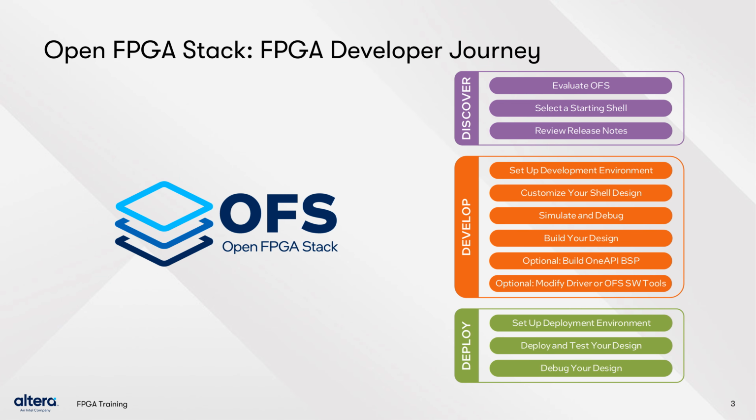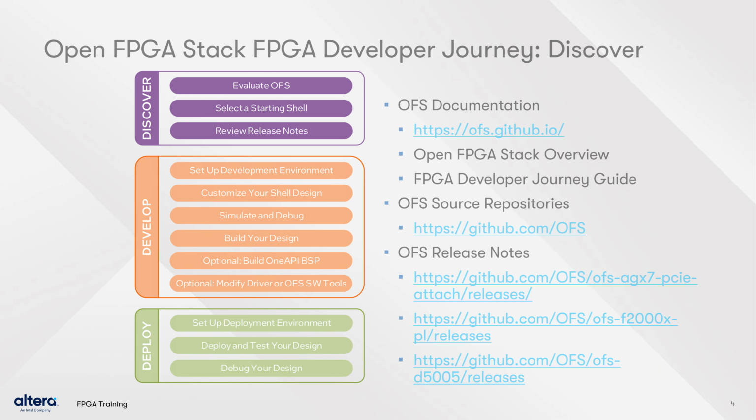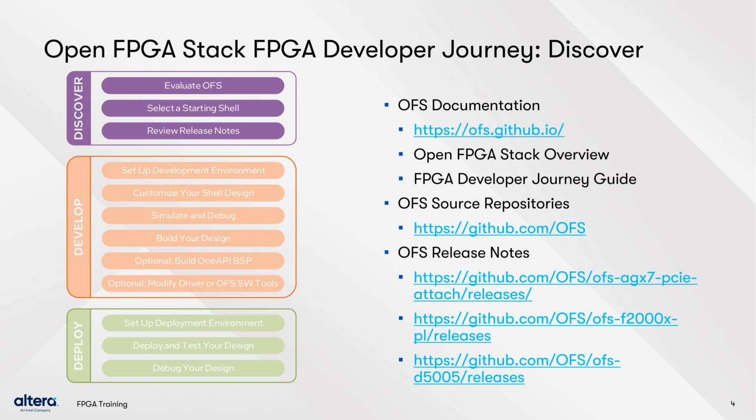To get the most out of this training, it is recommended that you understand the Discover portion of the OFS FPGA developer journey before continuing. This includes reviewing the OFS documentation, which can be found at ofs.github.io, particularly the Open FPGA Stack Overview and FPGA Developer Journey Guide. You can find OFS source repositories at github.com/OFS. You can find the release notes in these repositories as well.